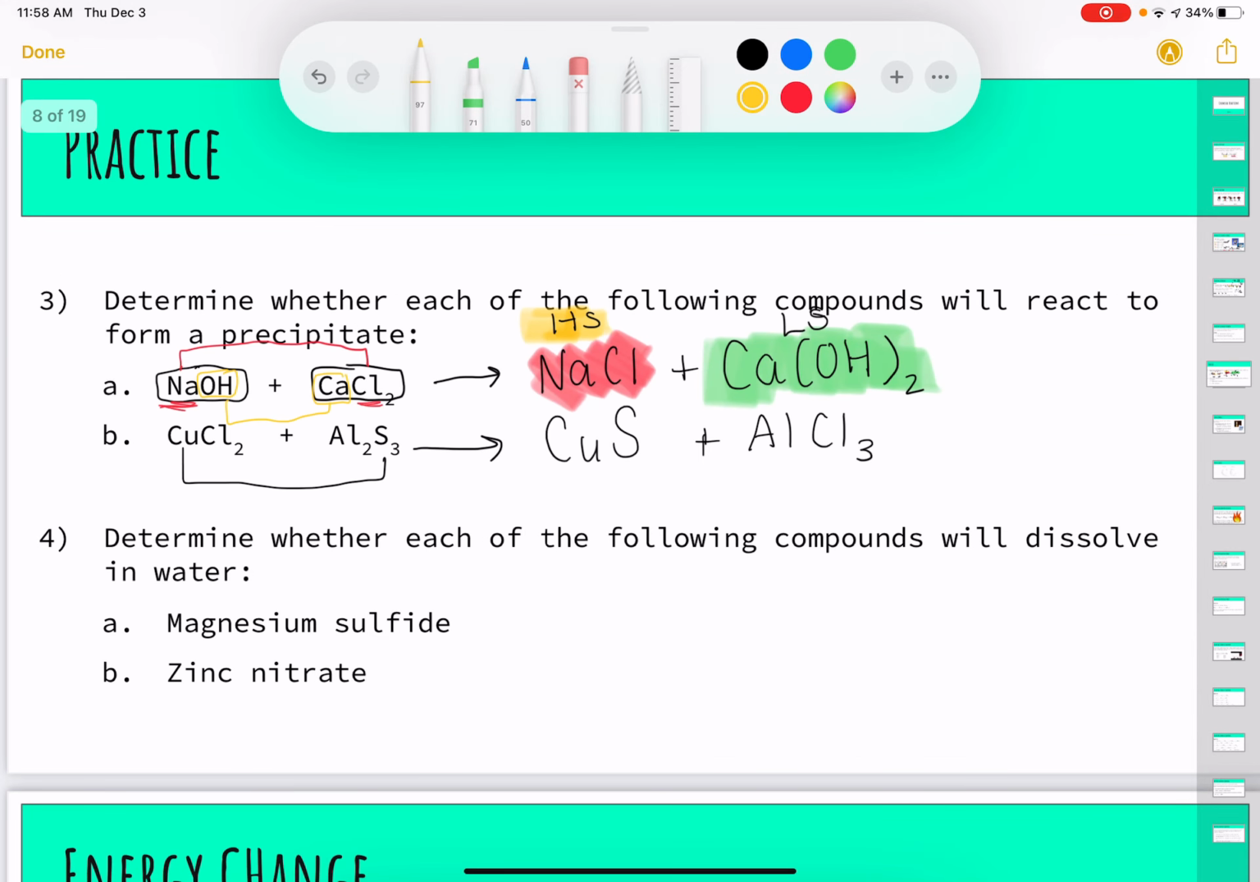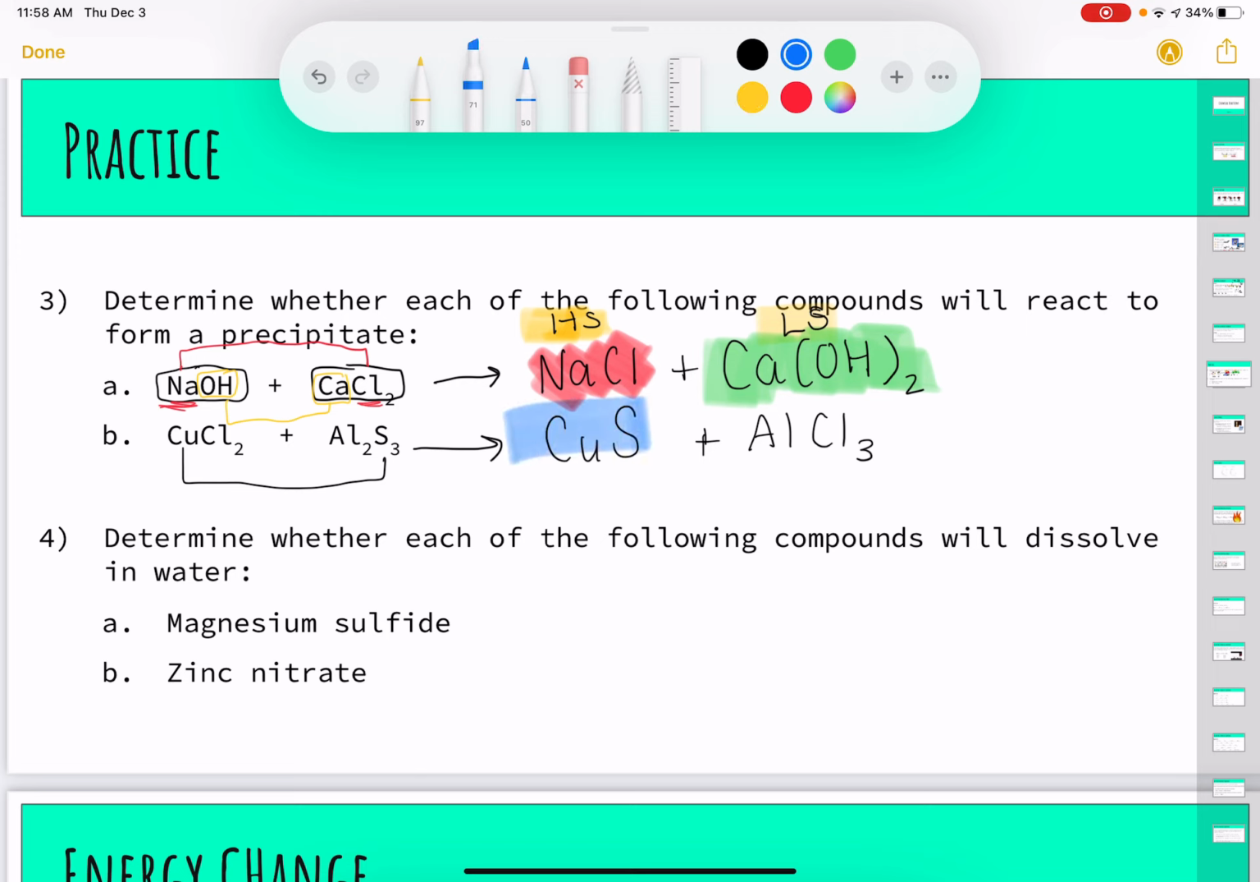Sorry, I keep hitting that side thing. Perfect. All right, so high solubility for NaCl, low solubility for CaOH. Let's do our next one.